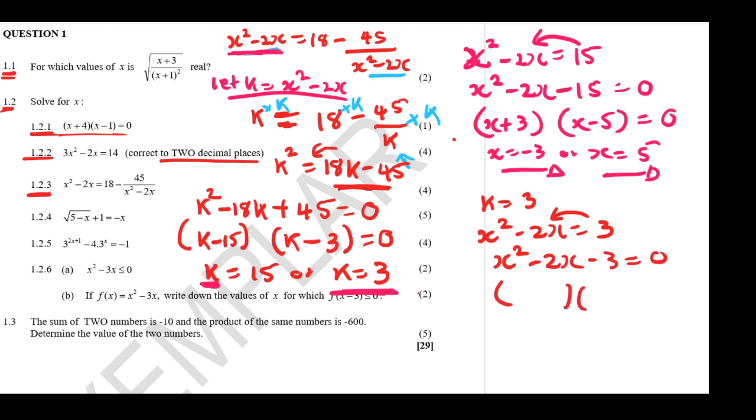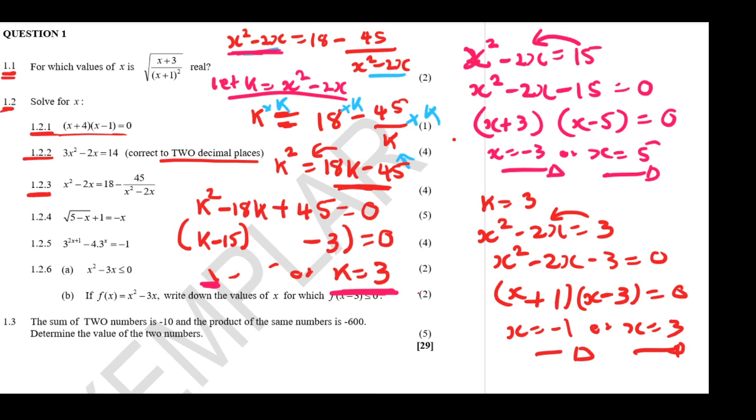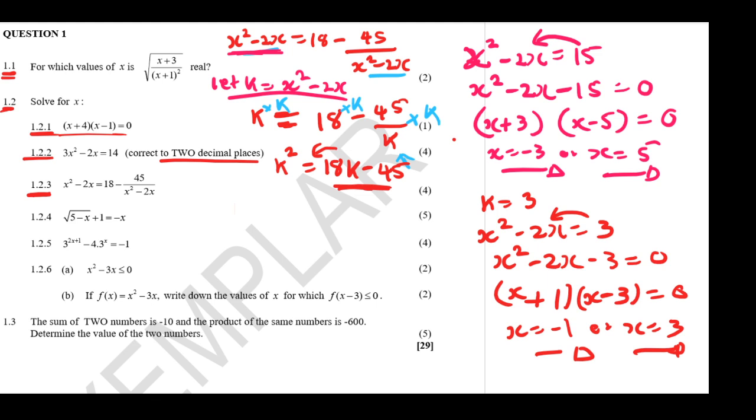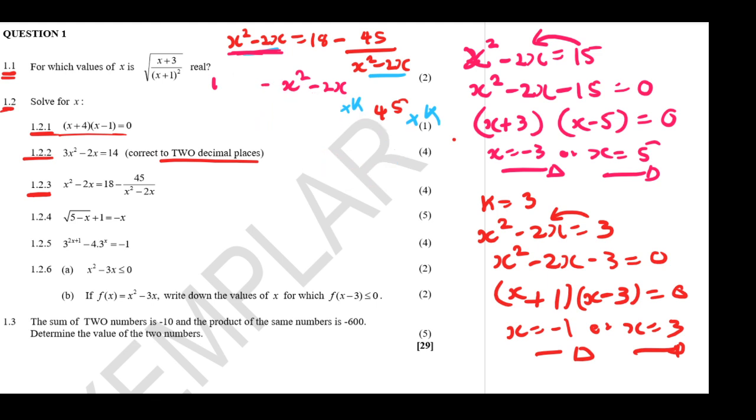Then we factorize. We equate to 0. The factors of x squared is x and x. Factors of 3 such that when you add or subtract, they give you the middle term. It's 3 and 1, right? So we're going to say here it's minus and here it's plus, right? So we're just going to say x is equals to minus 1 or x is equals to 3, right? So these are your solutions of x for this problem here. So we are done solving for x for 1.2.3. So now we're going to move on to 1.2.4.